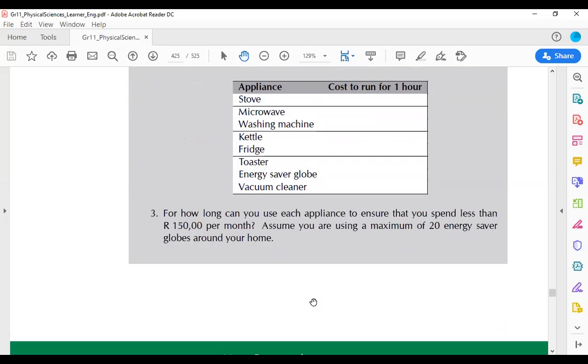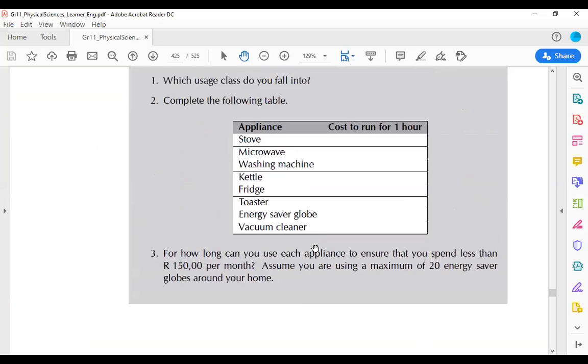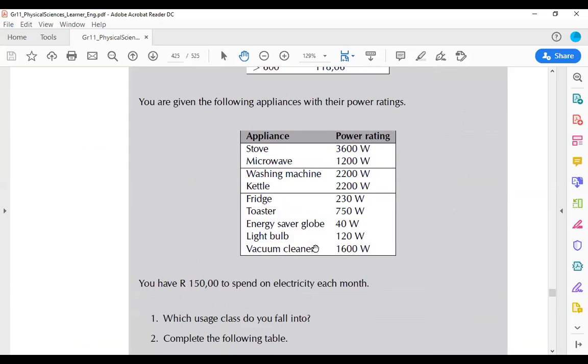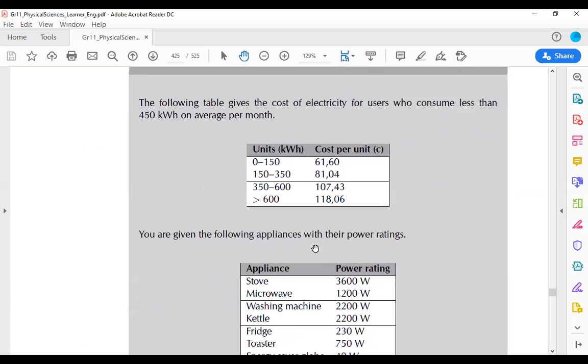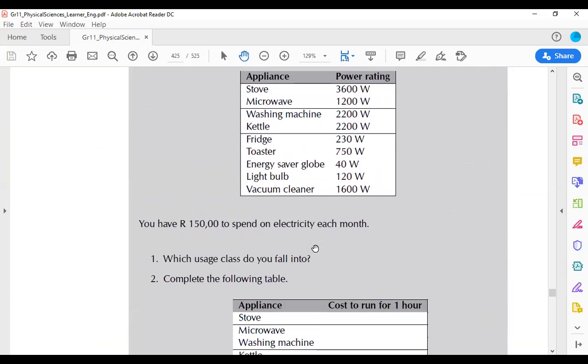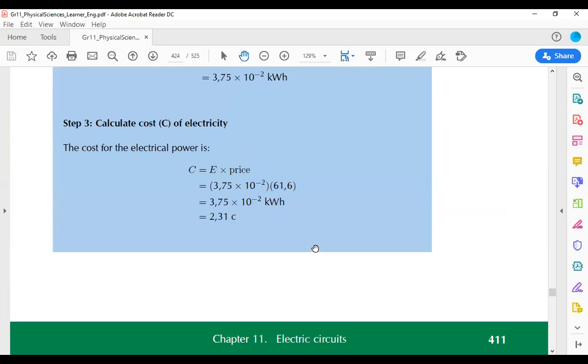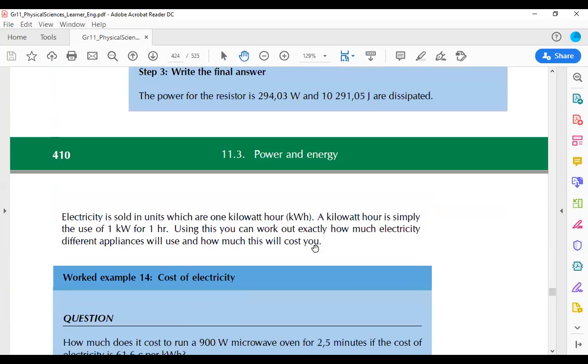And on number three, it says: for how long can you use each appliance to ensure that you spend less than 150 rand per month, assuming you are using a maximum of 20 energy saver globes around your home. Okay, so take a screen grab and do this problem for me for tomorrow. Before we start class and our next activity, we're going to start with this homework. It's just a nice exercise for you guys to understand electricity and power and how it operates.